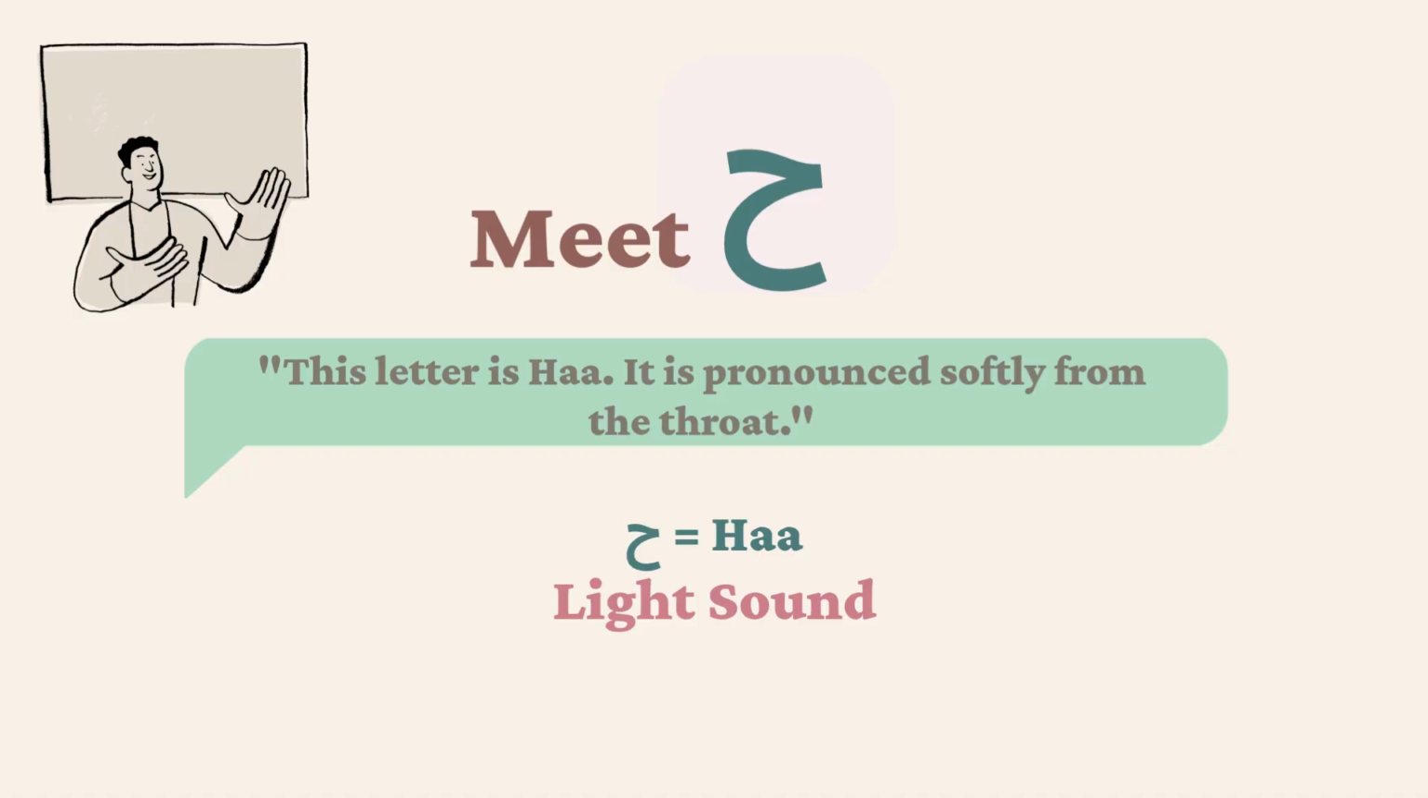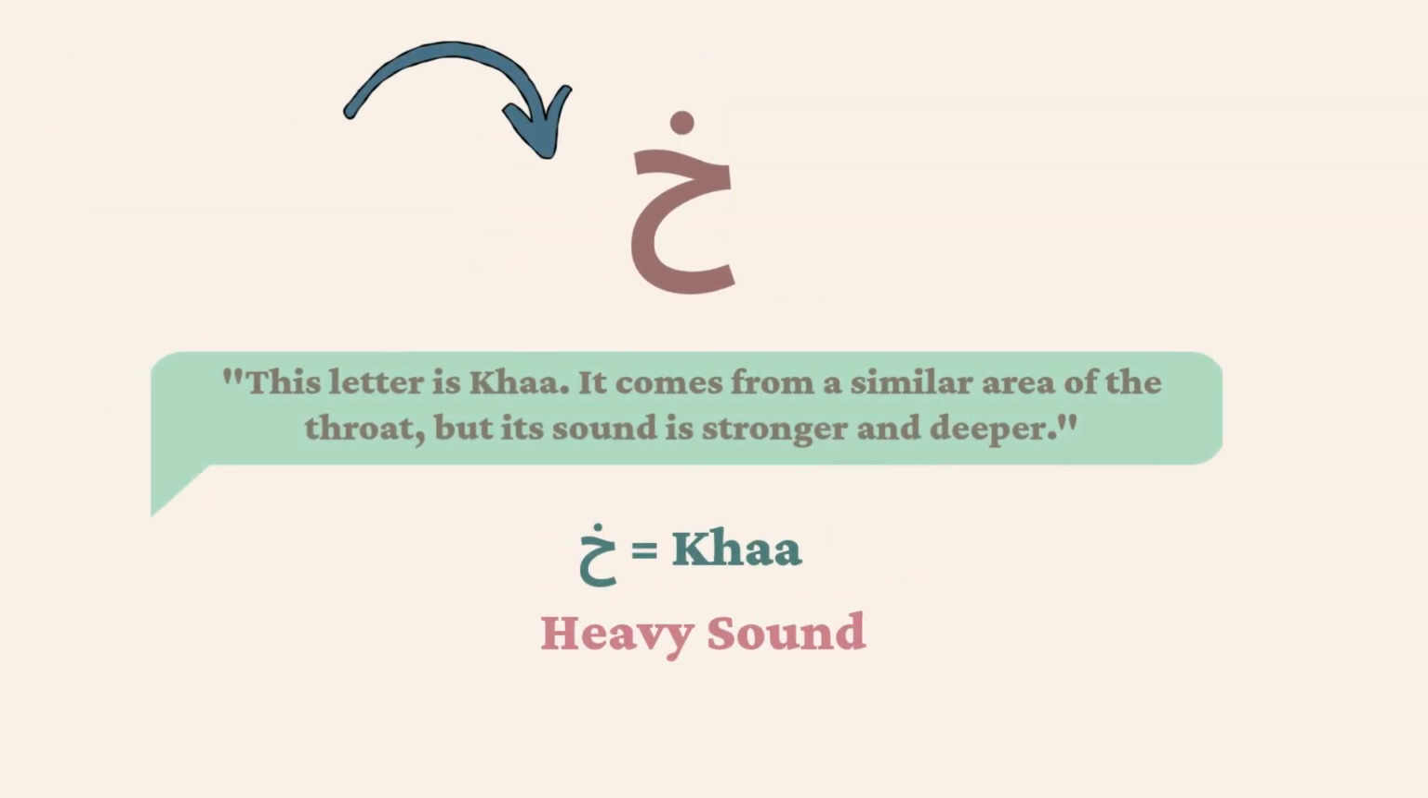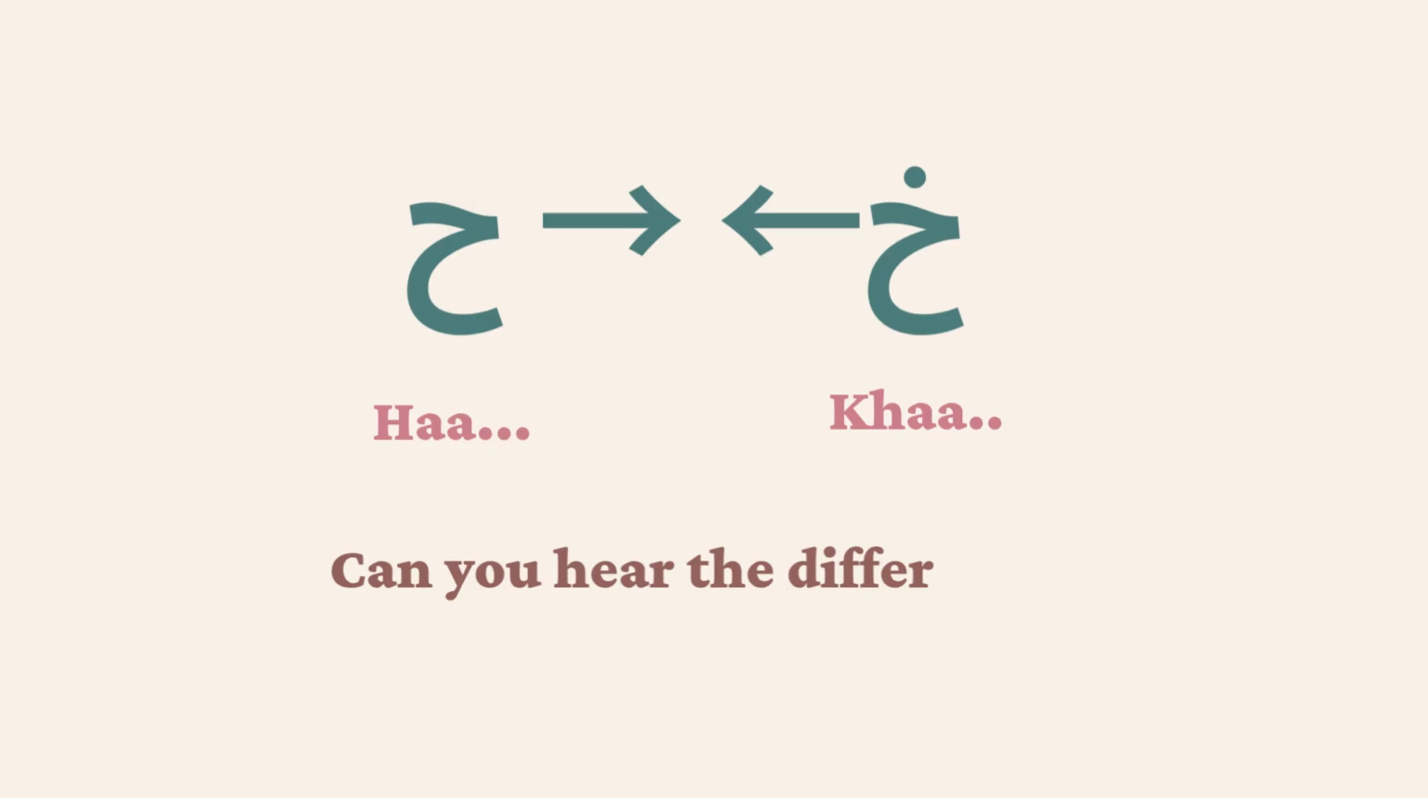Let's meet Ha. It is pronounced softly from the throat. Ha is a light letter. Meet Khaa. It comes from a similar place in the throat, but the sound is stronger and deeper. Khaa is a heavy letter. Ha, Khaa. Can you hear the difference?